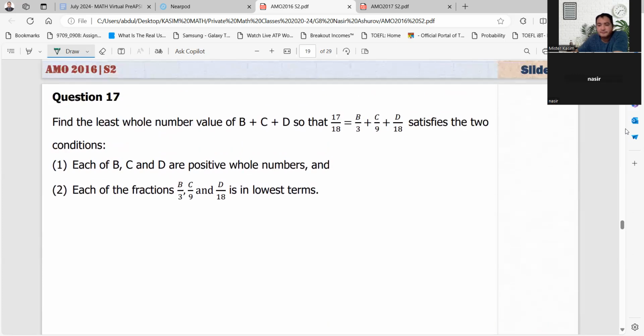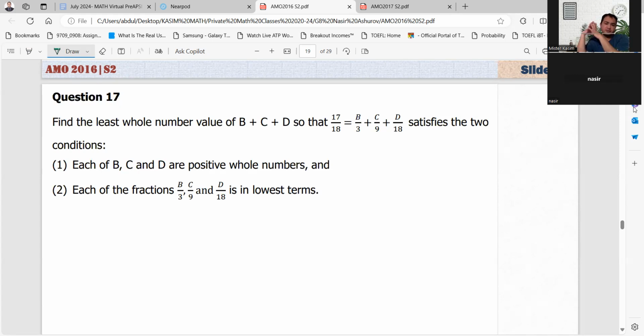17. Read the question. Find the least whole number value of B plus C plus D so that 17 over 18 equals B over 3 plus C over 9 plus D over 18. Satisfy the two conditions: each of B, C, and D are positive whole numbers, and each of the fractions B over 3, C over 9, and D over 18 is in lowest terms.